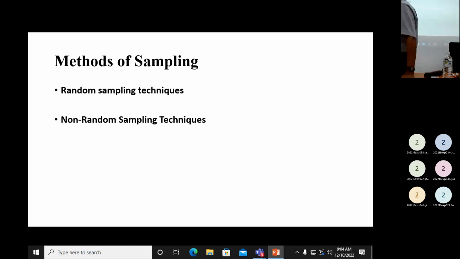Better if you can use random sampling techniques in normal studies. But in some studies, you cannot apply random sampling technique. You have to go for non-random sampling techniques. Right. Now methods of sampling you can write down like this.